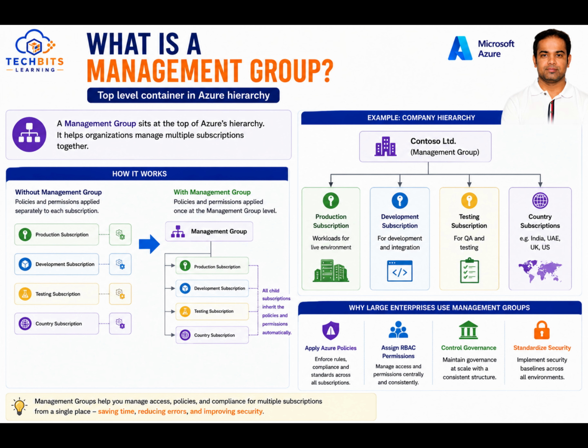Management group. What is a management group? A management group sits at the top of Azure's hierarchy. It helps organizations manage multiple subscriptions together. For example, a company may have separate subscriptions for production, development, testing, different countries. Instead of configuring policies and permissions for each subscription individually, administrators can apply them once at the management group level. All child subscriptions automatically inherit those settings.